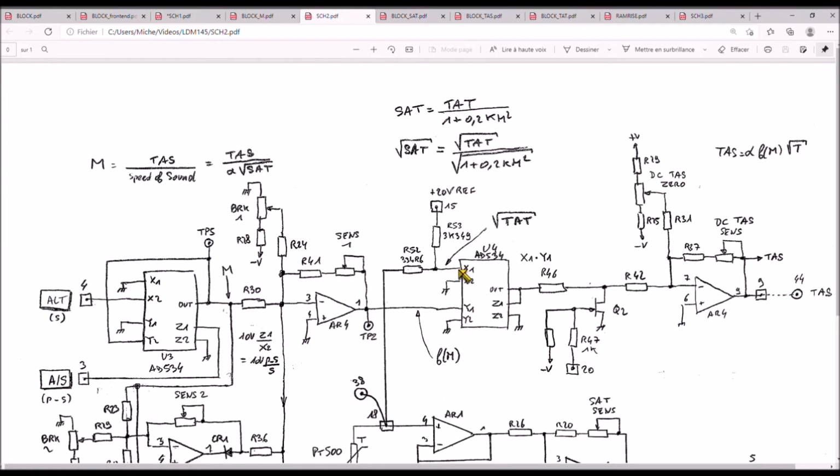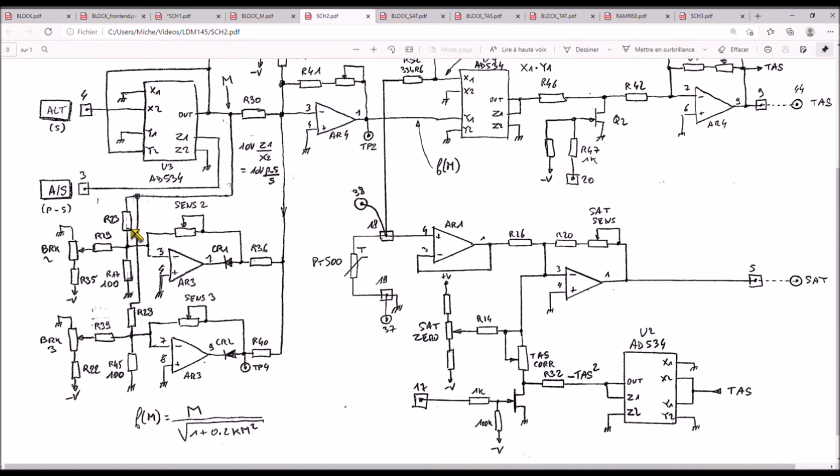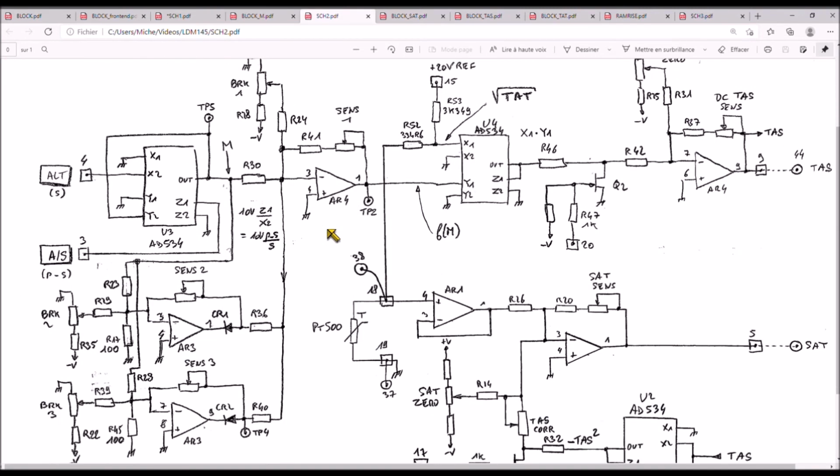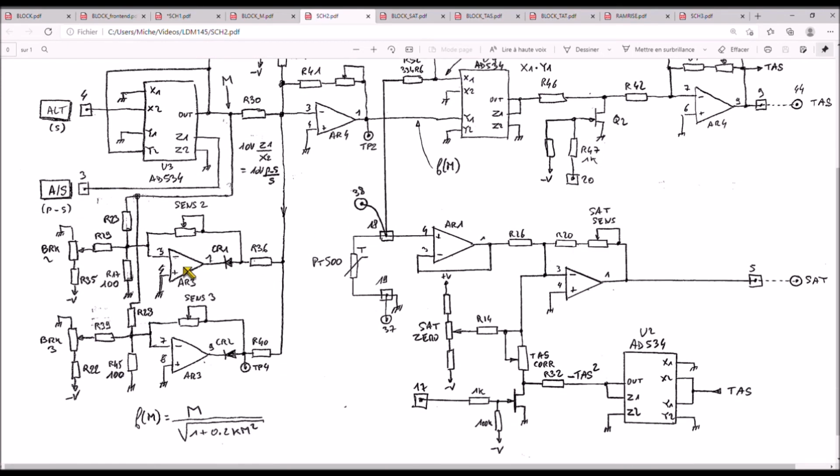So at one input of this multiplier, we have the square root of the total air temperature. And this factor, 1 divided by square root of 1 plus 0.2 K M squared, is performed using this nonlinear circuit here. At the output here, we have effectively the true airspeed. So this factor is a factor which decreases when M increases. So this nonlinear function is performed using a circuit which permits to modify the gain of the amplifier depending on the input voltage here.